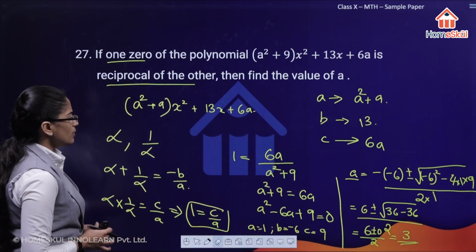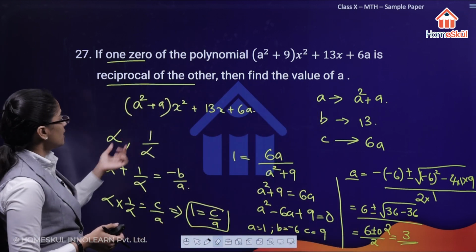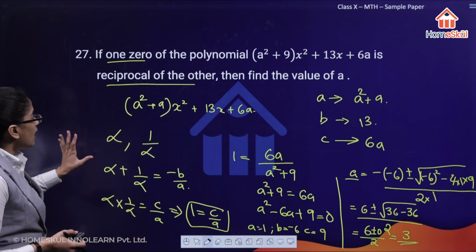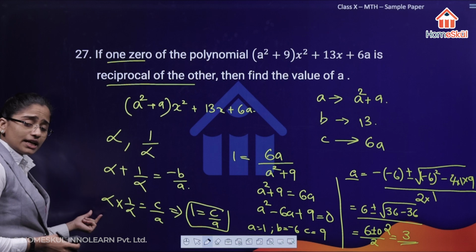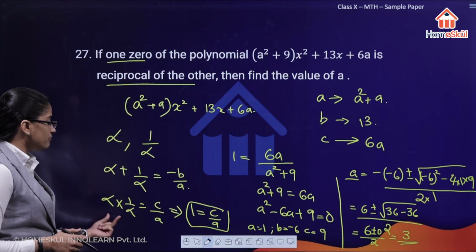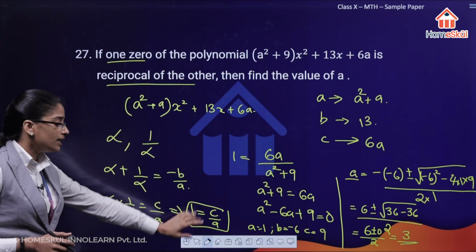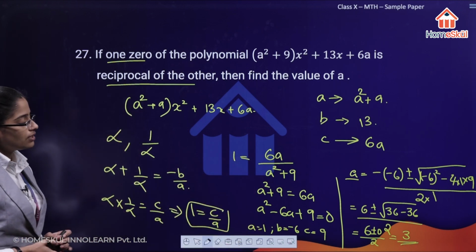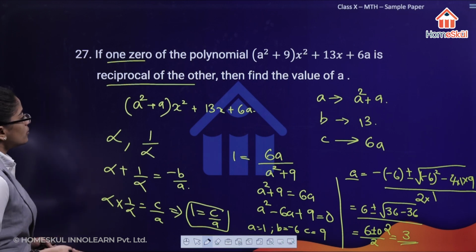Okay? Easy question. What we have done? We know that the product of roots is equal to c by a. Since the roots are reciprocal to each other, we are taking alpha as one of the roots, then the other root will be 1 by alpha. Taking the product, we get 1 is equal to c by a. Substituting the values there, we are getting a is equal to 3. Okay? Clear? Moving on to the next question.